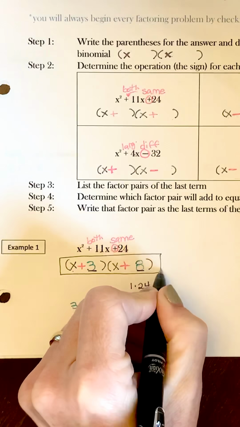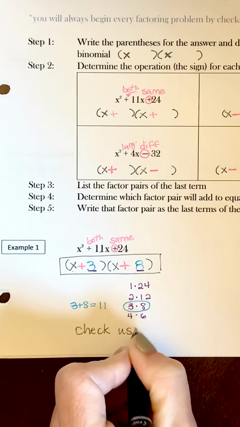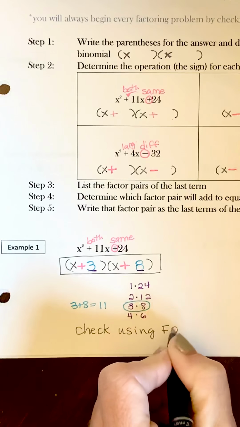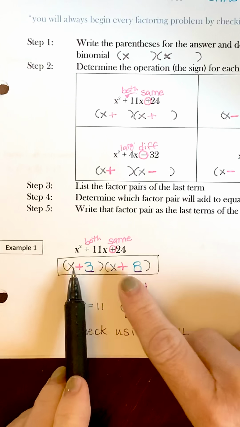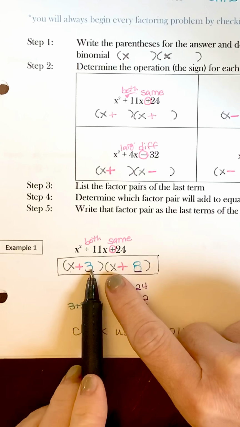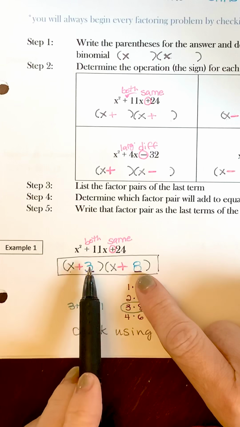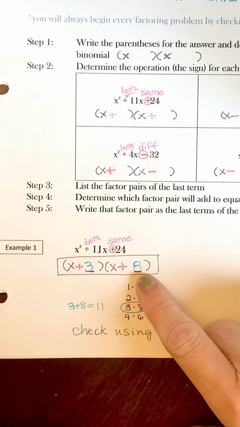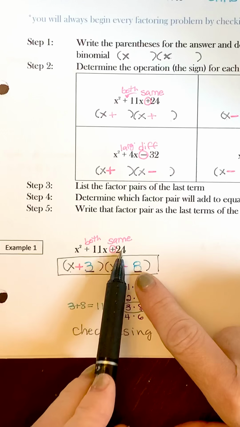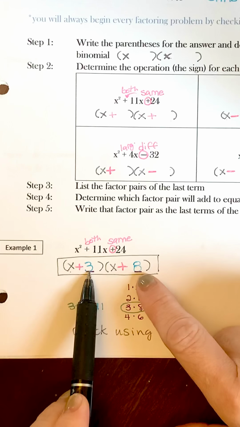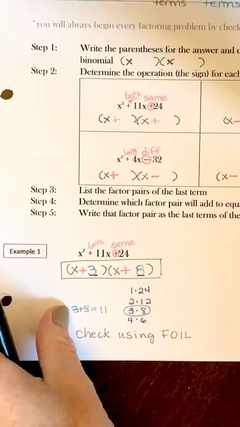Now, how do you check? Check using FOIL. Okay, so first would be x squared. Outer is 8x, inner is 3x. 8x plus 3x is 11x. And then last terms, 3 times 8 is 24. Okay, so these two numbers have to multiply to give you 24, and these two numbers have to add together to give you 11. All right, let's look at the next example.